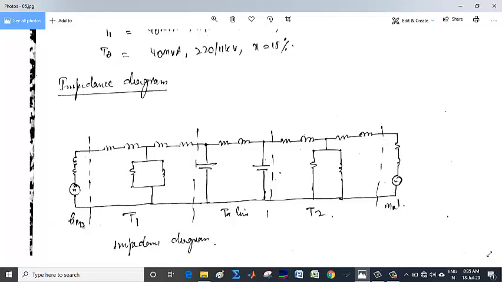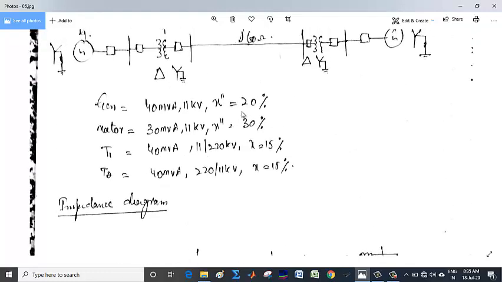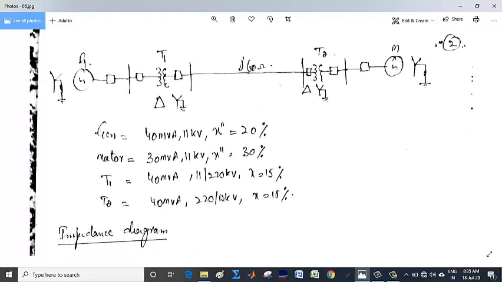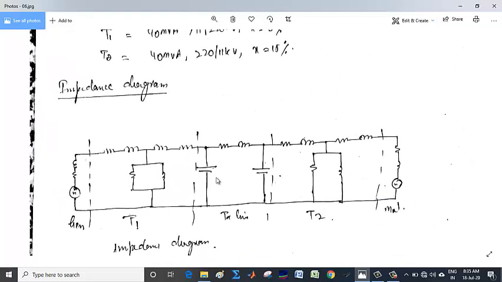So this is the generator. I have shown by the dotted lines where the generator, transformer, transmission line, transformer T2 and motor lie. This is known as the impedance diagram, where we don't omit anything, but we represent it by actual impedance, the equivalent circuit, and then connect as per the connection. The connection is decided by the single line diagram. Now this is the impedance diagram. It is not that important, but the impedance diagram shows how to connect the different components.